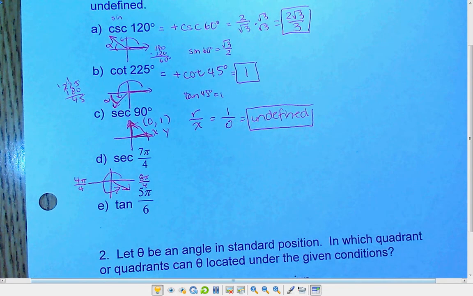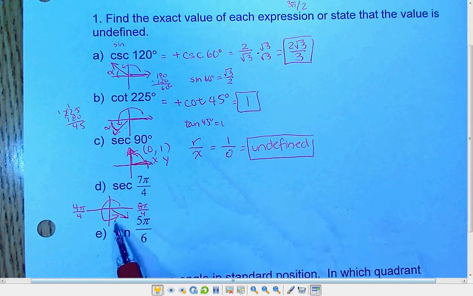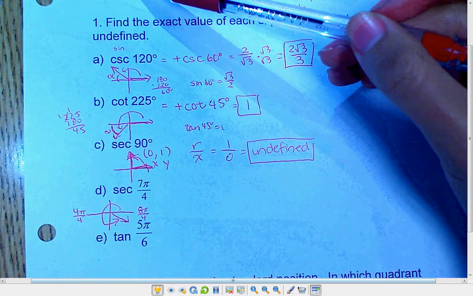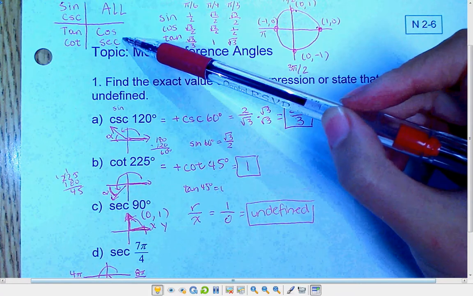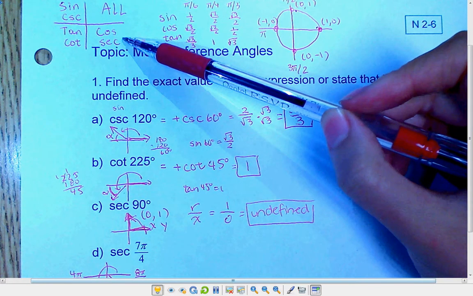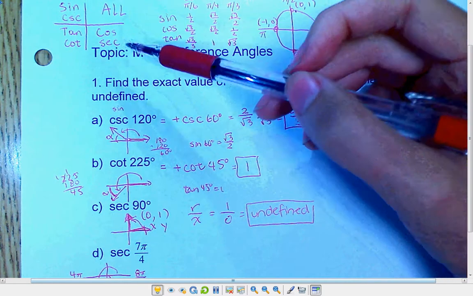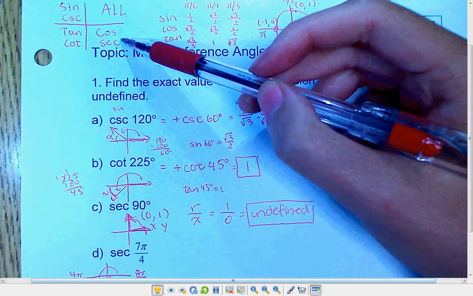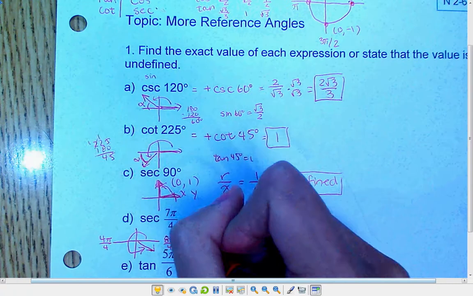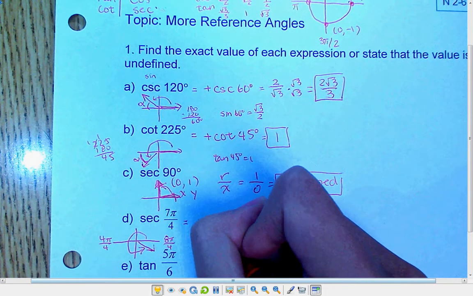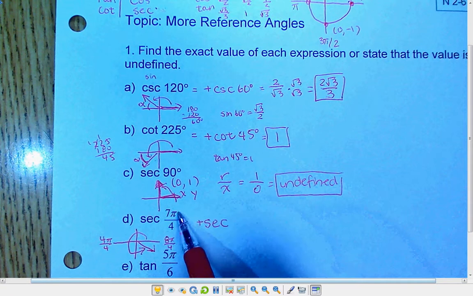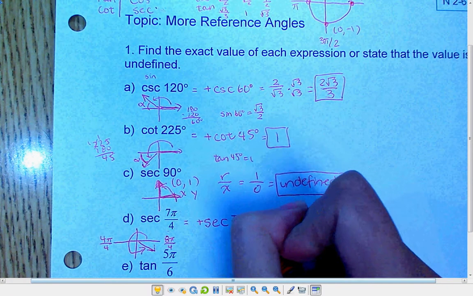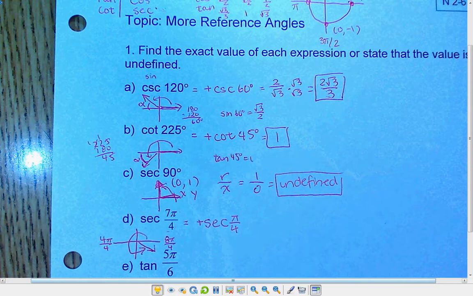In the 4th quadrant, we're looking up at our All Students Take Classes. And so secant in the 4th quadrant is going to be positive because cosine is positive. So this is positive secant. And our reference angle, like we talked about, is just going to be pi over the denominator. So it's pi over 4.